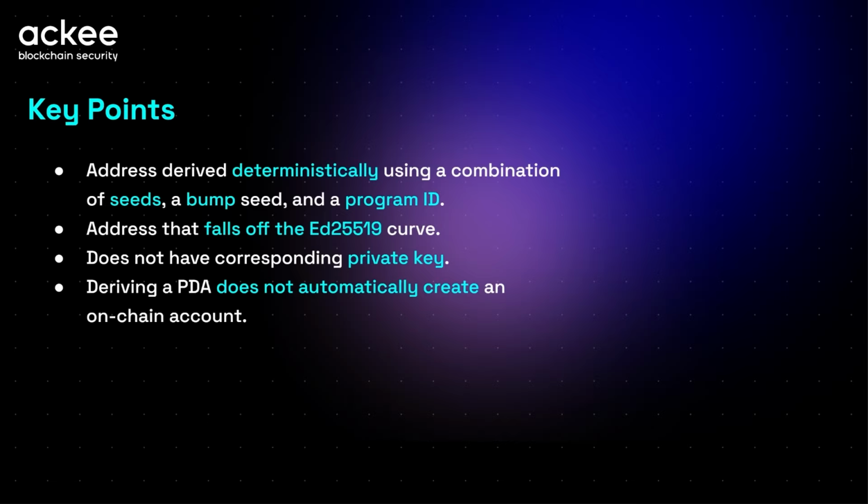It is an address that does not land on the elliptic curve, so using the bump, you kick it off the elliptic curve, and it does not have the corresponding private key. That's the next point.